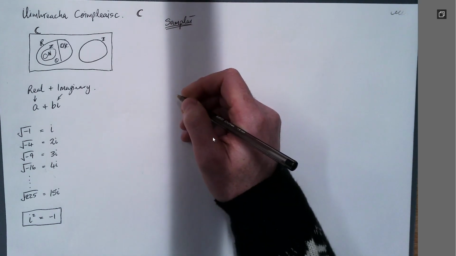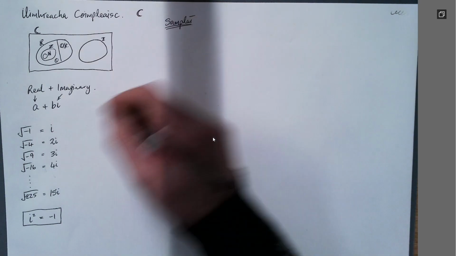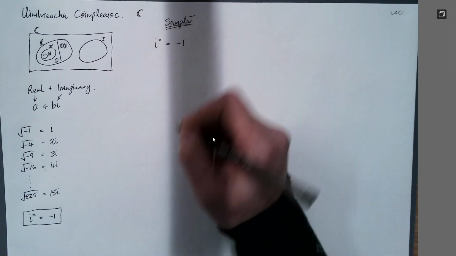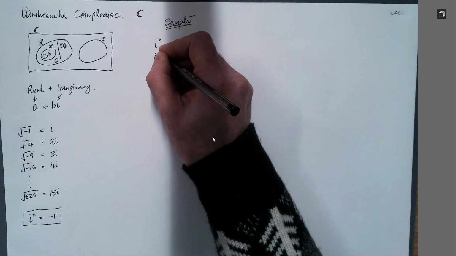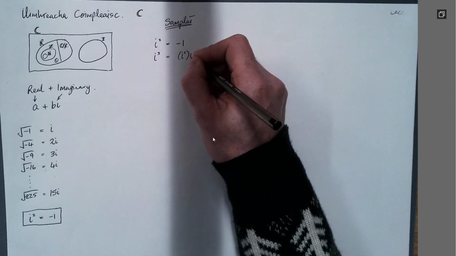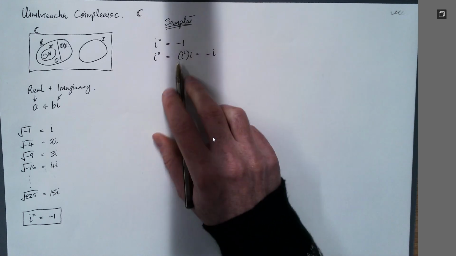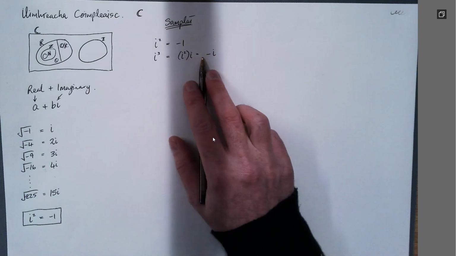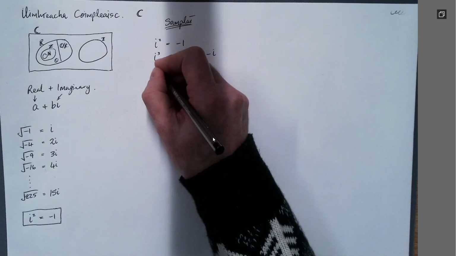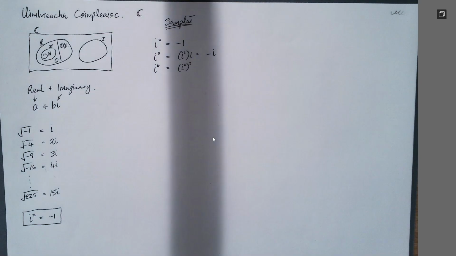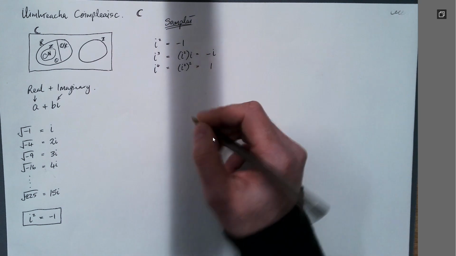So i equals the square root of minus 1, and i squared equals minus 1. Now i cubed: we can write it as i squared times i, which is minus 1 times i, so minus i. And i to the fourth is i squared squared, so minus 1 squared, which is 1.